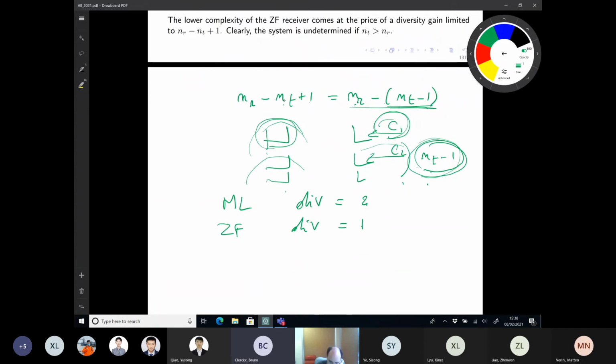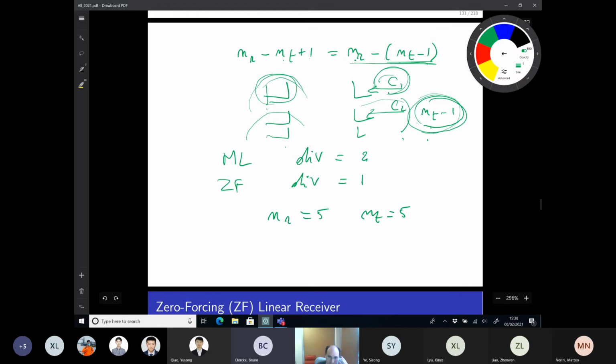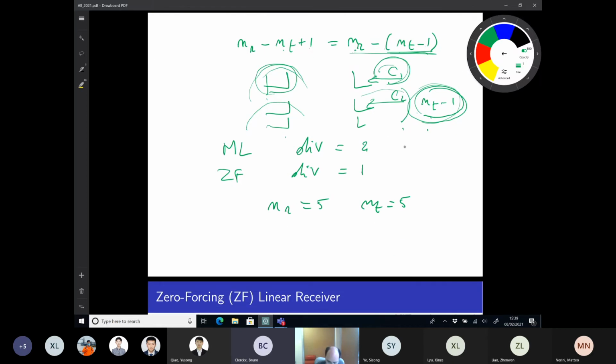Okay, a big gap. Now, if you have a large dimensional system, say NR equal to 5 and NT equal to 5, ML will achieve a diversity gain of 5, and here you would still achieve a diversity gain of 1. So it's a quite significant gap. The total diversity gain you could get if you didn't use spatial multiplexing would be the product of those two, which is 25. That's the maximum diversity gain you could get. Obviously, you're still very far from the maximum of 25.